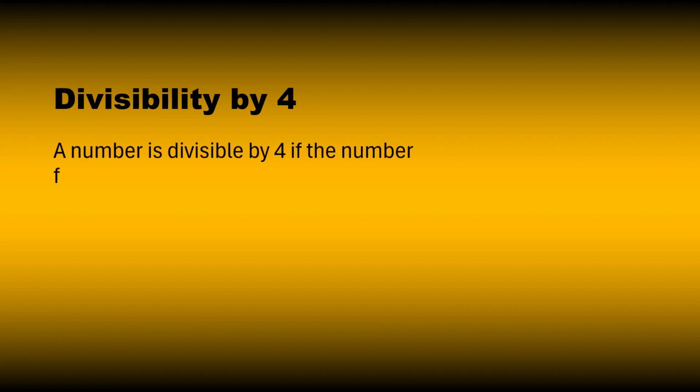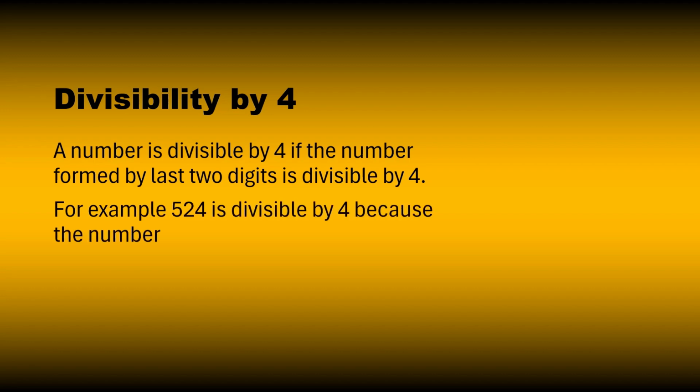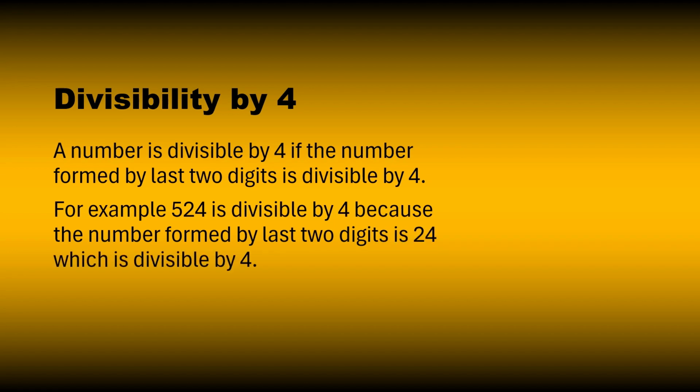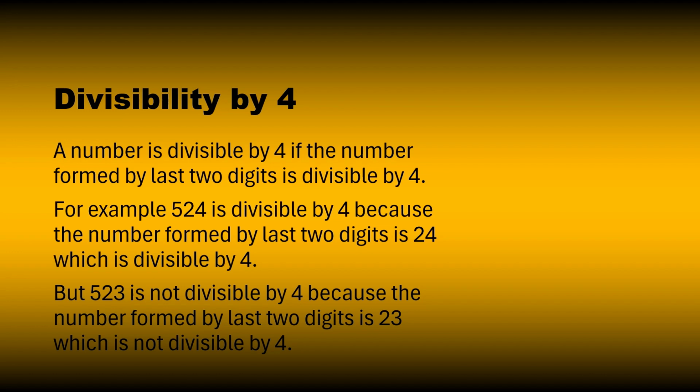Divisibility by 4. A number is divisible by 4 if the number formed by last two digits is divisible by 4. For example, 524 is divisible by 4 because the number formed by last two digits is 24, which is divisible by 4. But 523 is not divisible by 4 because the number formed by last two digits is 23, which is not divisible by 4.